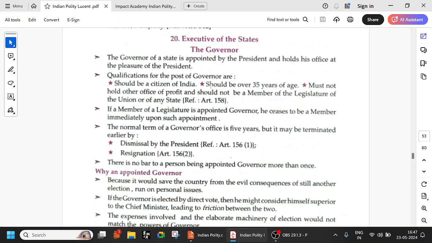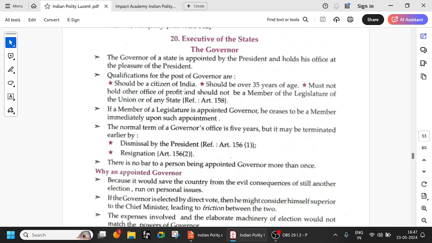So, qualifications for the post of governor: he should be a citizen of India and should be over 35 years of age. So president, vice president, and governor, 35 years. For MLA 25, MLC 30. Chief minister 30. Remember all those things.